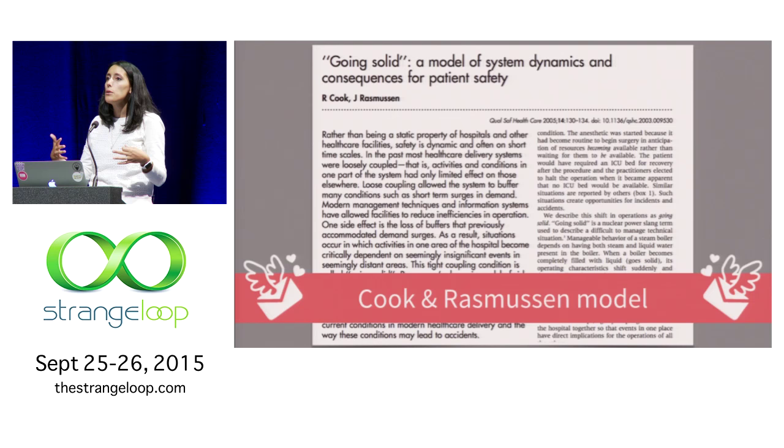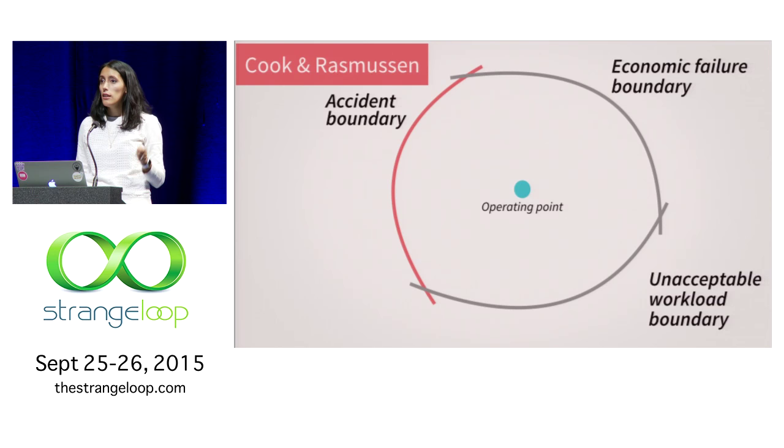So in this model, they have the world and the universe where we have three boundaries. The boundary in pink is the accident boundary. Then we have the economic failure boundary, and then we have the unacceptable workload boundary. And the thing in blue is the operating point. So it's kind of like where we are in the world.